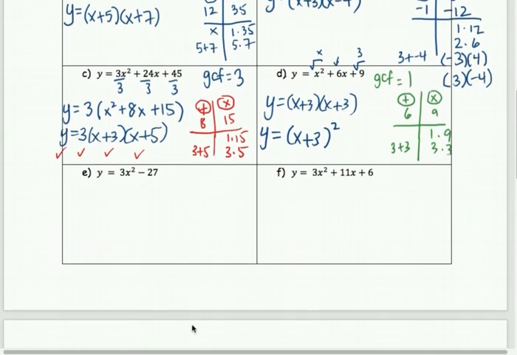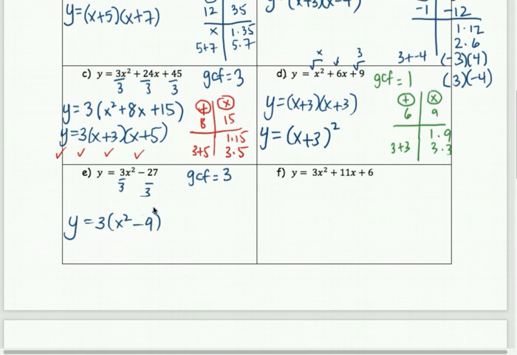Again, if just one method works for you, that's fine too. But I always want you to have a lot of different ways to do things more efficiently. All right, here's the next one. Again, first step, always look for greatest common factor. Seeing a 3 works for both, no letters, so let's divide that out. And you get to here.